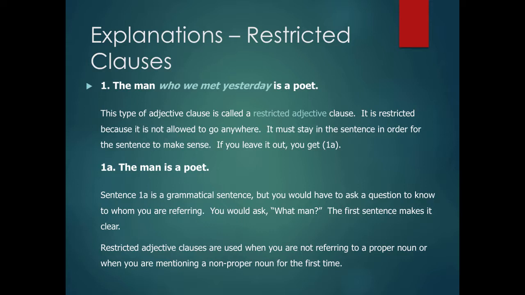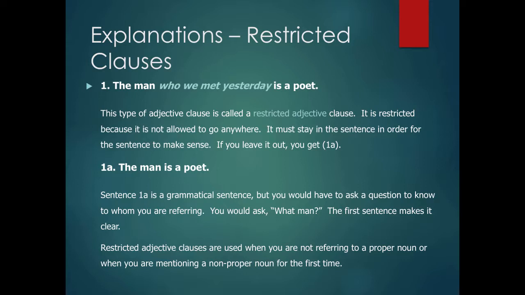So let's look at the different types. The first type we're going to look at is restricted clauses. So like in number one, where we have the man who we met yesterday is a poet, this is a restricted adjective clause, meaning I need to have this information to know which man you're talking about, even though I don't know the man's name. And so this adjective clause has to stay in the sentence, because if I took it out, I would have sentence 1a, the man is a poet. And of course, your first question would be, what man? Who are we talking about? So we need to have restricted information here to help pinpoint who we are talking about.